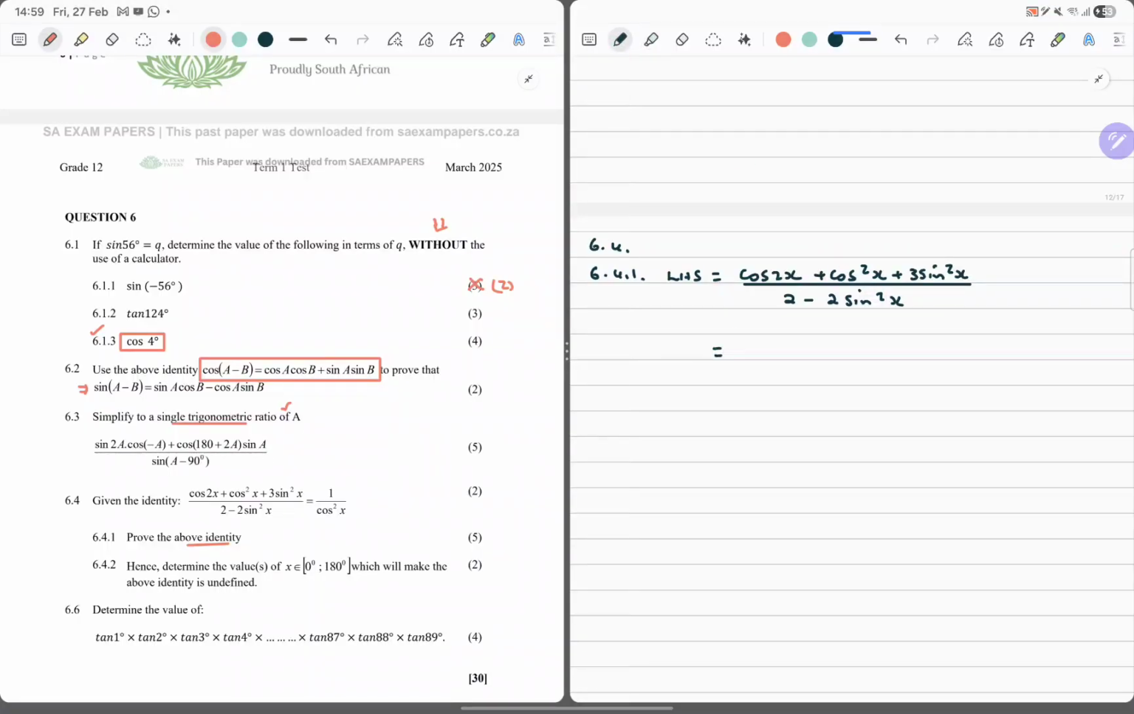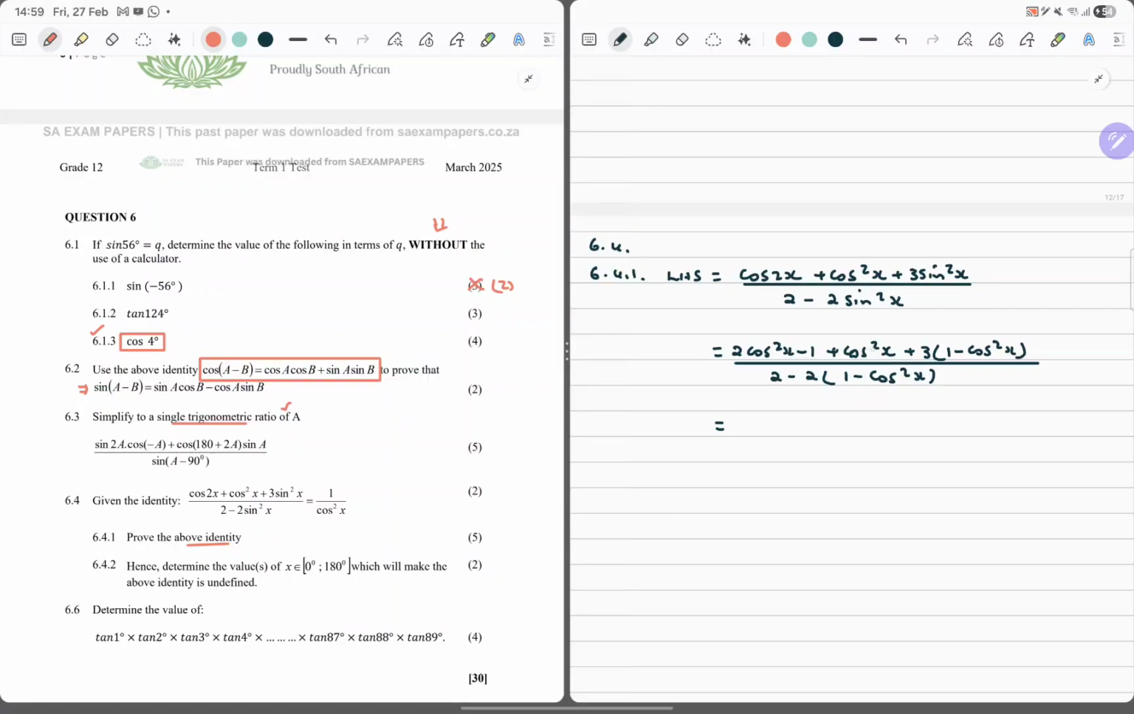So this is possible. Cos 2x is nothing but 2 cos squared x minus 1, then plus cos squared x, and then plus 3 sine squared x, which is 3 times 1 minus cos squared x using our identities. This is divided by 2 minus 2 times 1 minus cos squared x, using our square identity. Now we just sort out this thing.